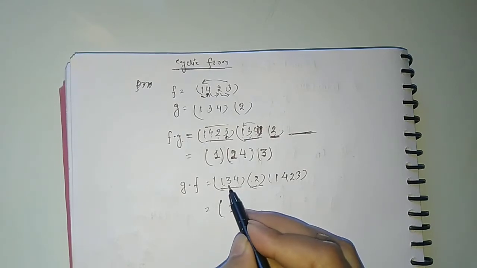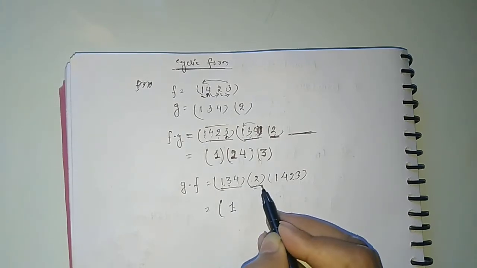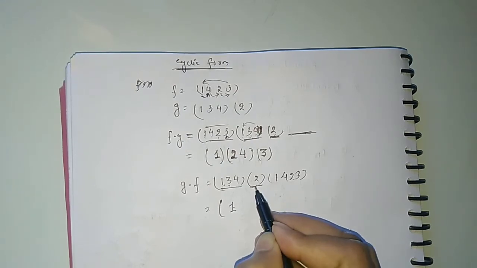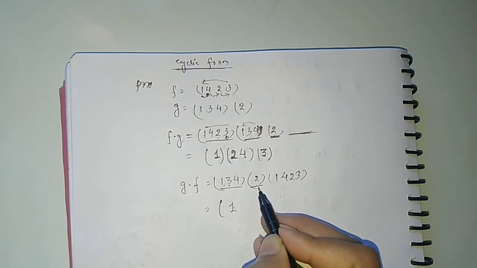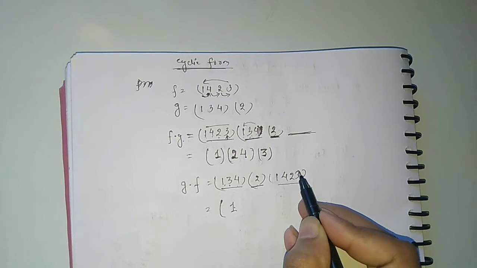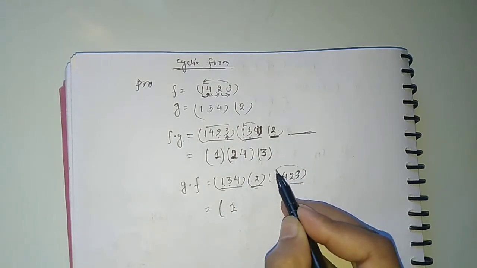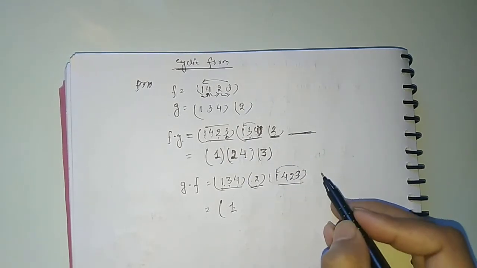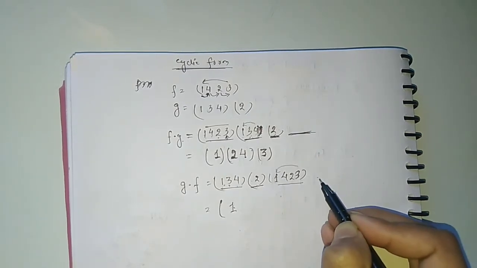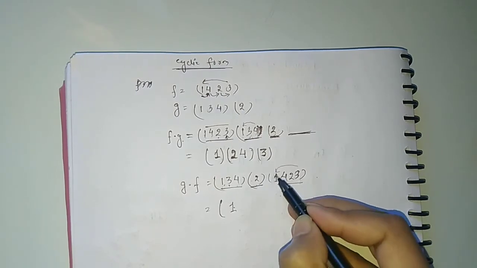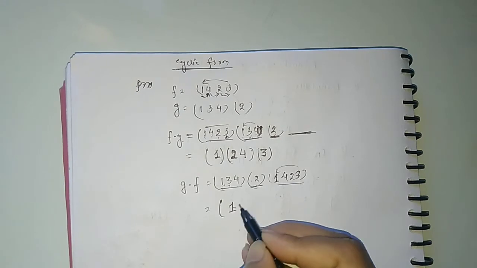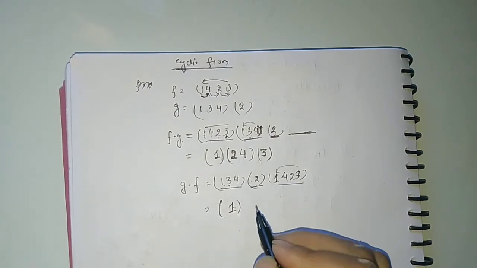Taking this image 3, go to the next cycle and find image of 3. There is no 3, so image of 3 is 3. Now taking this image, that is 3, go to the next cycle and find image of 3. Here image of 3 is 1. So taking this element, go to the next cycle. As there is no cycle left, write again the image 1 here, but 1 is already here, so close it.